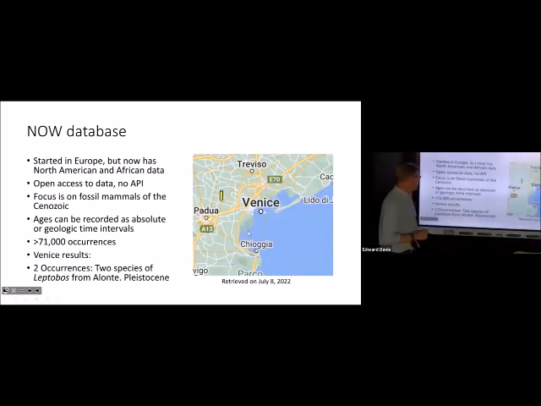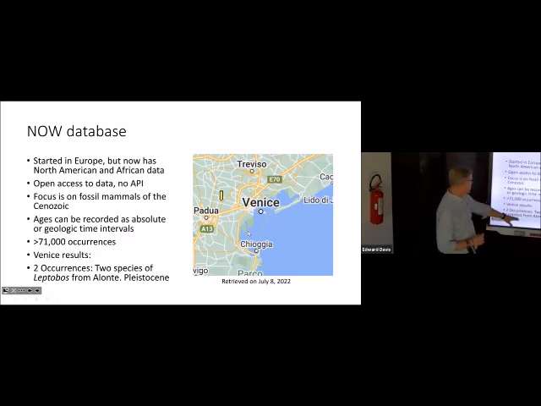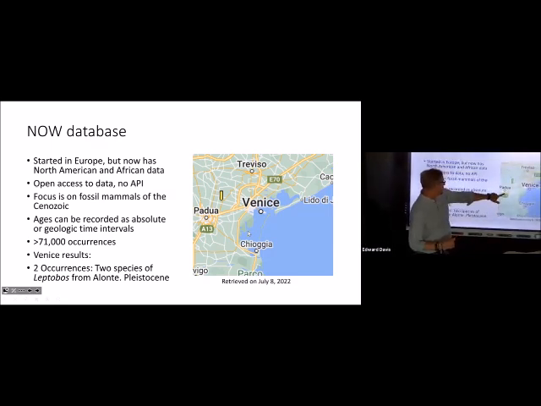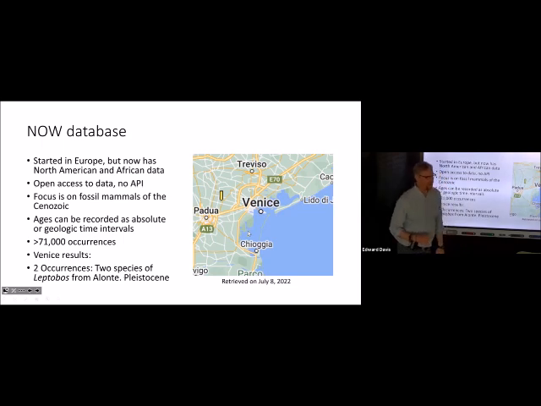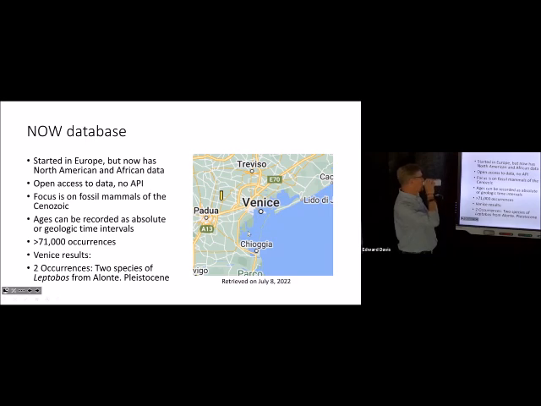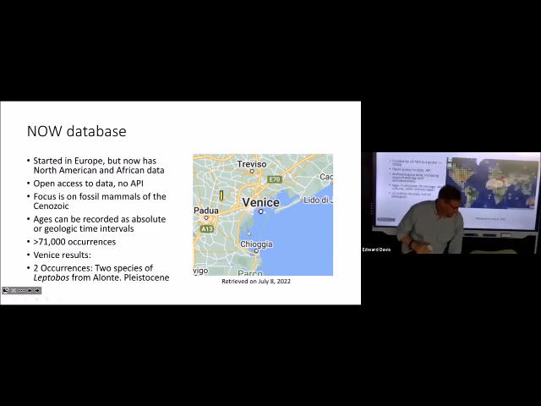And when we look in Venice, all we see are 2 species of Leptobos from the Pleistocene. And this is one where you told me that this is wrong. Yeah, this pointer should be over there. Yes. So we'll put in a report to them and ask for them to move it to the correct location. I think you're done. Very good.